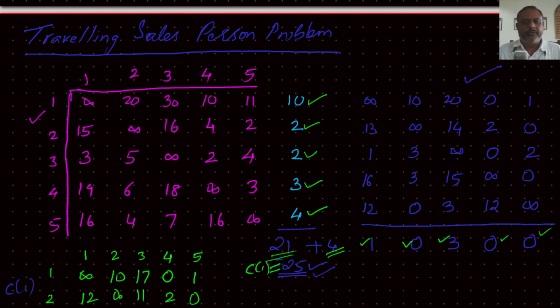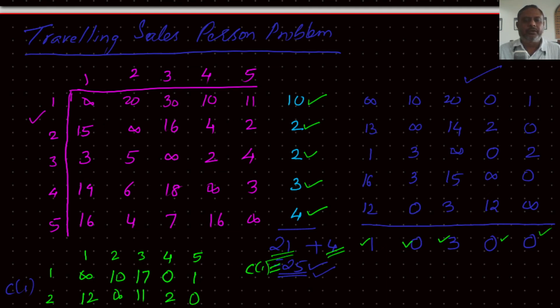So that makes 32, 31, 32. So 28 plus 3, 31, 41, 42, 52. Sorry. So that makes a cost of 52.